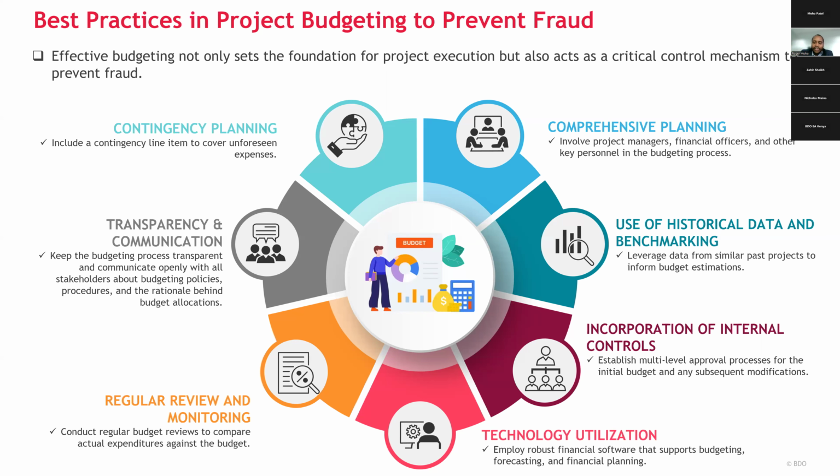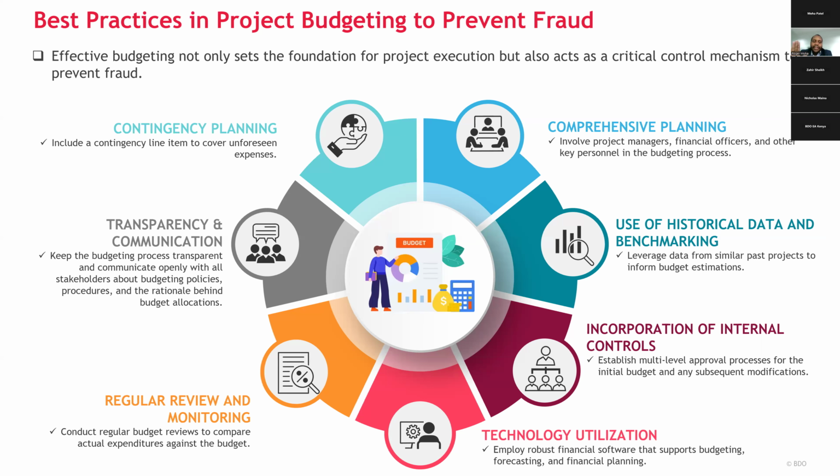The fourth one is technology utilization. So you can have financial software that will support you in budgeting, forecasting, and planning. You can also regularly review and monitor your budget. So this is just reviewing your budget and comparing the actual expenditures against the budget to verify that there are no discrepancies or misalignments. We had shared, one of the other ways that you can find fraud is by seeing that many times there are budget overruns.